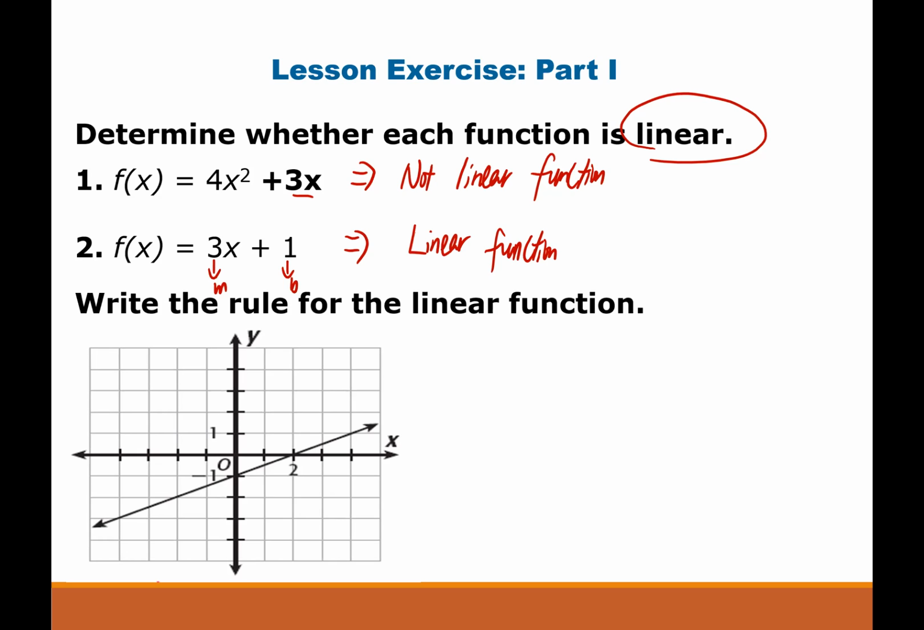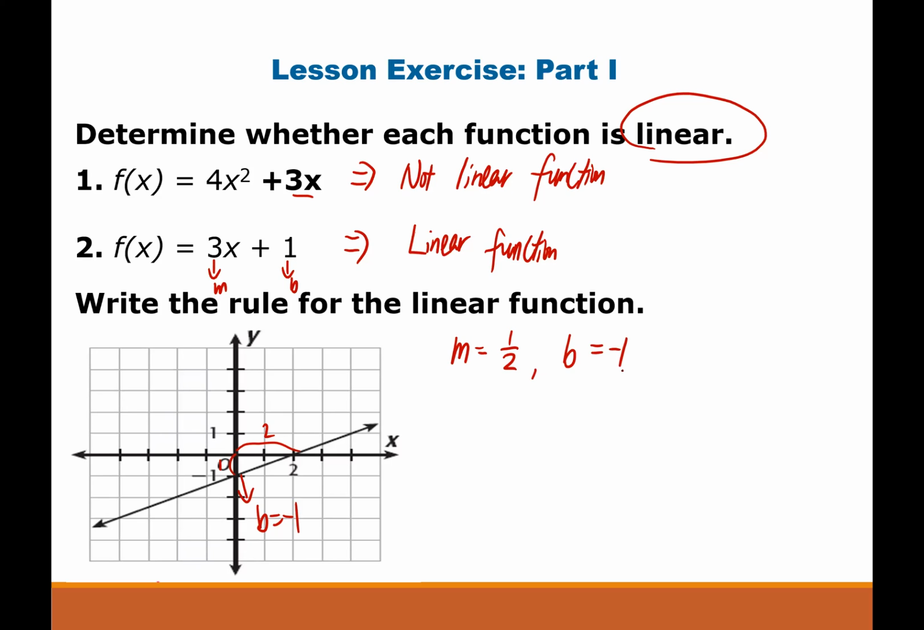And the third one, we are given a graph here, and you want to find the linear function associated with this graph. First thing is we identify the y-intercept here, right? It's -1. And then let's find the slope using rise over run, right? So it rises 1 unit, runs to the right 2 units. So the slope should be 1/2, half.